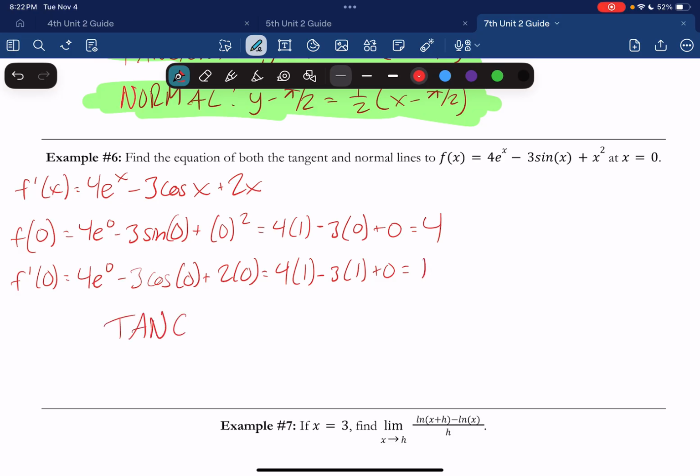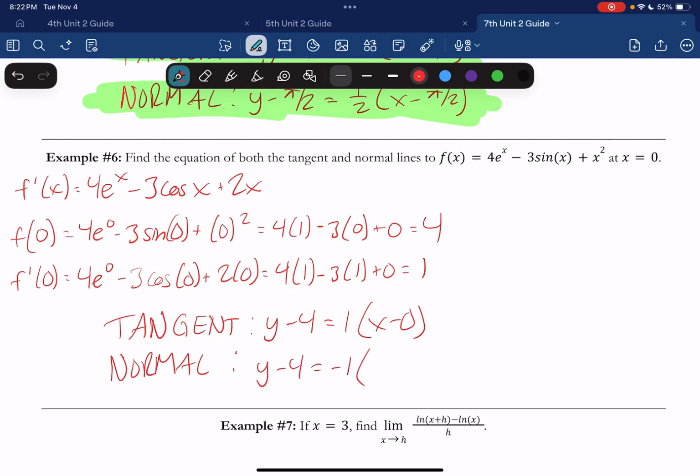So I'm going to go ahead and plug in. So I got my tangent line equation. So y minus 4 is equal to 1 times x minus 0. And then my normal line, again, negative reciprocal slope. So the negative reciprocal of 1 would be negative 1. So y minus 4 is negative 1 times x minus 0.